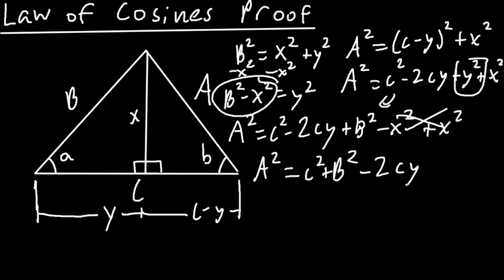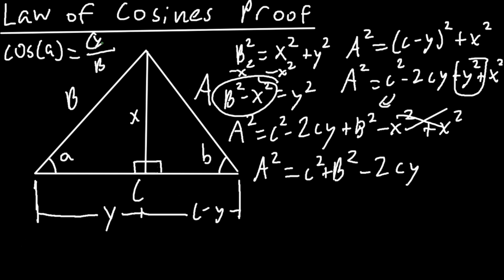Now, I kind of want to get rid of this y. So I'm going to look around at this triangle over here and see if I can put y in terms of something else. Now, just as a hint, we're going to use a cosine here. So I'm going to take the cosine of A, and let's just write what that would end up being. Cosine of A is adjacent over hypotenuse. So the adjacent value is y over b, which is the hypotenuse.